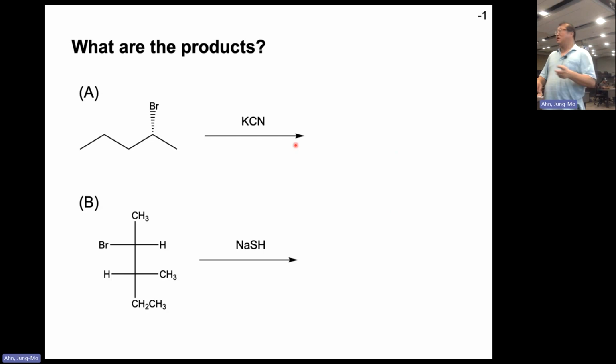When you see the alkyl halide on one side, the reagents are given. They can be written on the top of the arrow or the bottom of the arrow. It doesn't really matter where they are. But anyway, the point is this KCN, that's the reagent, and then we've got the alkyl bromide there.